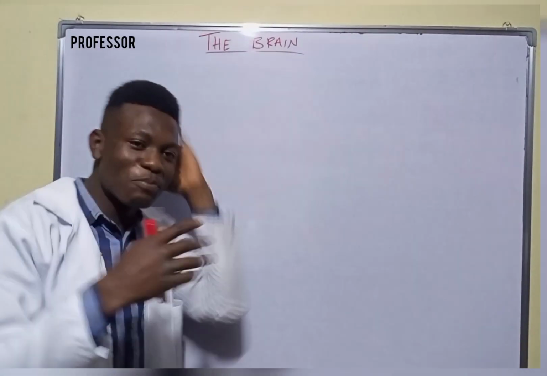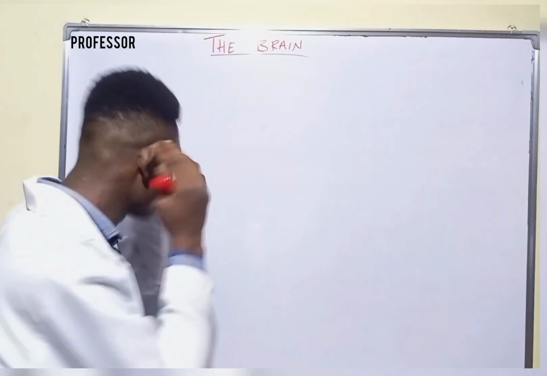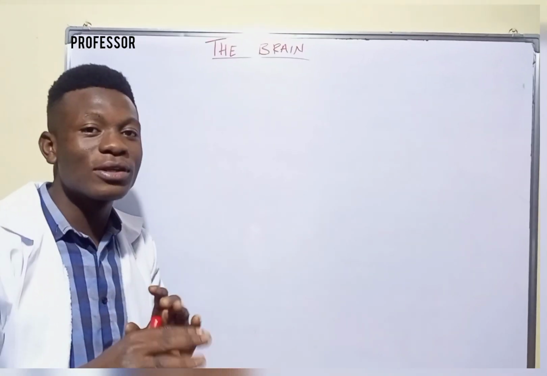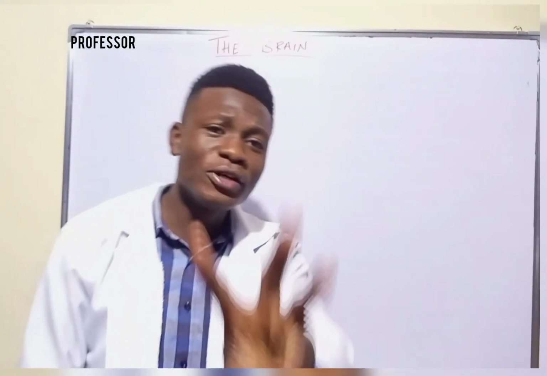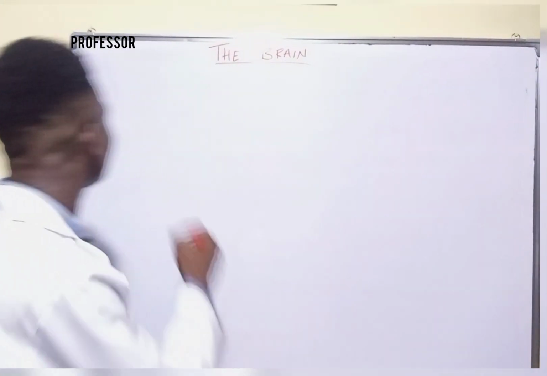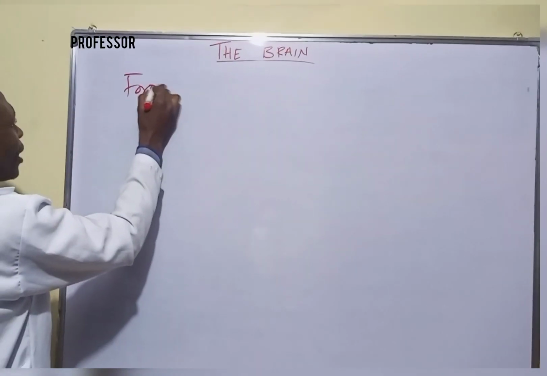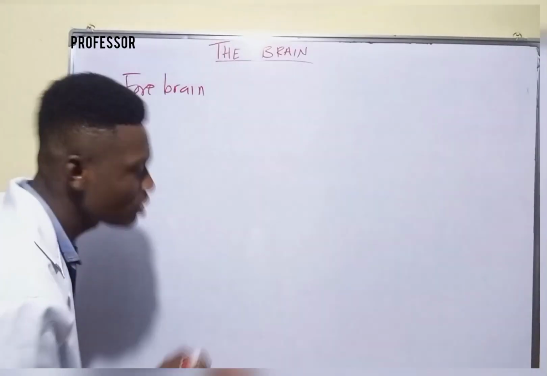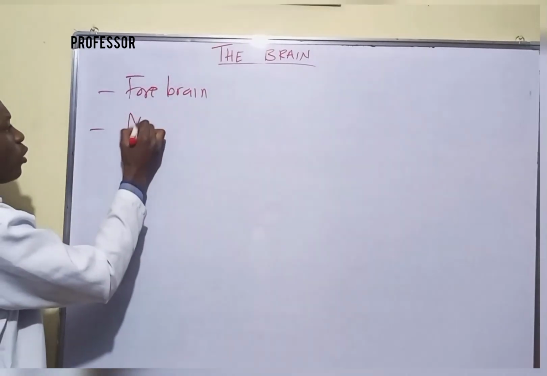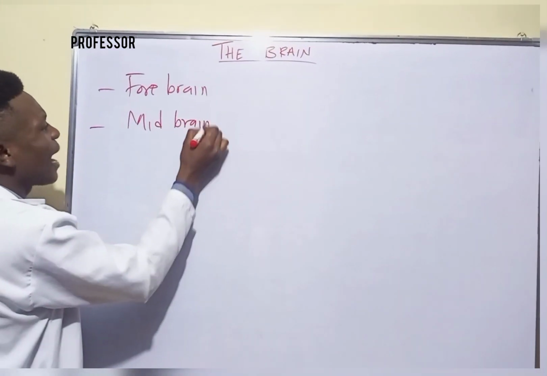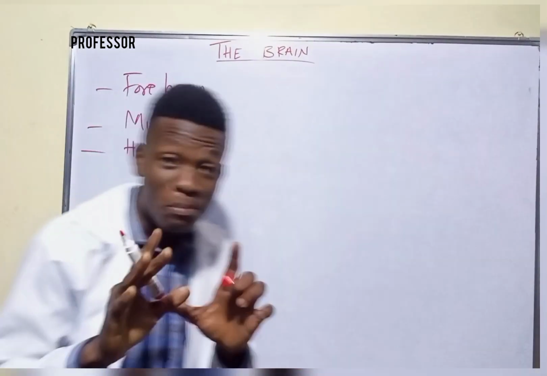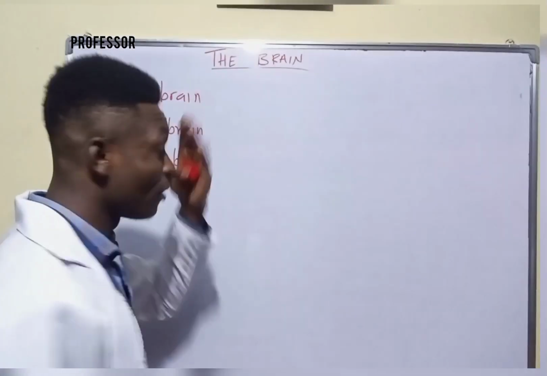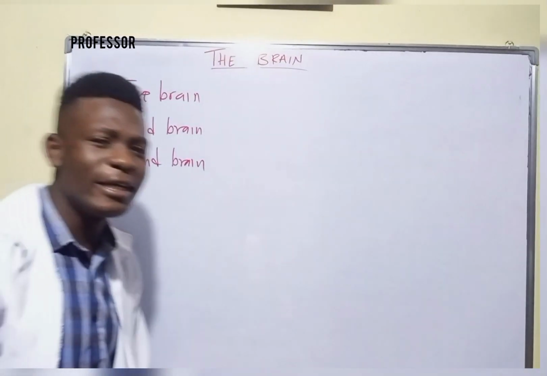When you check this human brain, like my brain here, it has got three regions. How many regions? Three. The first region is called the forebrain. We have the forebrain, the midbrain, and the last one is called the hindbrain. So the brain has three major regions: the forebrain, the midbrain, and the hindbrain.